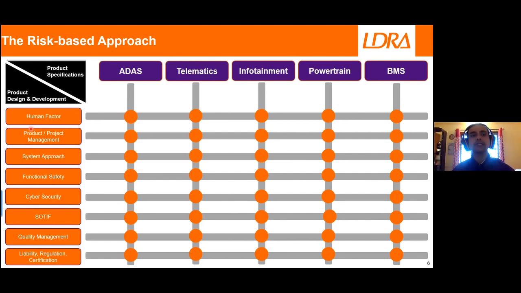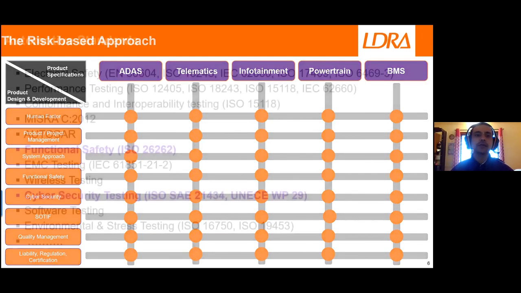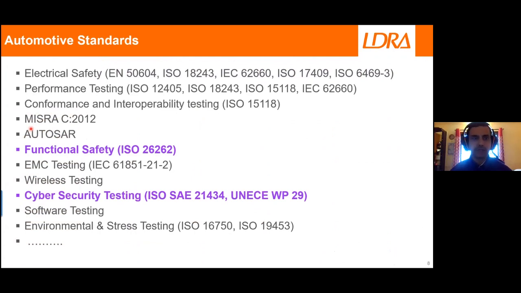So when we look at all this risk-based approach, there were the process standards, and they really start helping the development approaches to the system which we are building. If you look, there are multiple automotive standards. It could be related to electrical safety. It could be related to performance testing, like you can look at the different ISO standards. For electrical safety, again, there are different ISO and IEC standards.